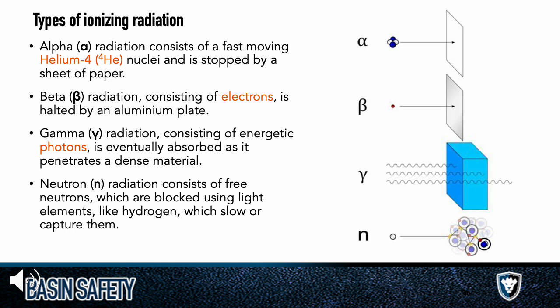Now we're going to tell you what types of ionizing radiation there are. So we have alpha, which you can see in here is A. Alpha radiation consists of fast-moving helium-4, or 4He, nuclei and is stopped by a sheet of paper. Beta radiation consists of electrons and is halted by an aluminum plate. We have gamma, which is represented by Y. Gamma consists of energetic photons and is eventually absorbed as it penetrates a dense material. We have neutrons, represented by N. Neutron radiation consists of free neutrons, which are blocked using light elements like hydrogen, which slow or capture them.